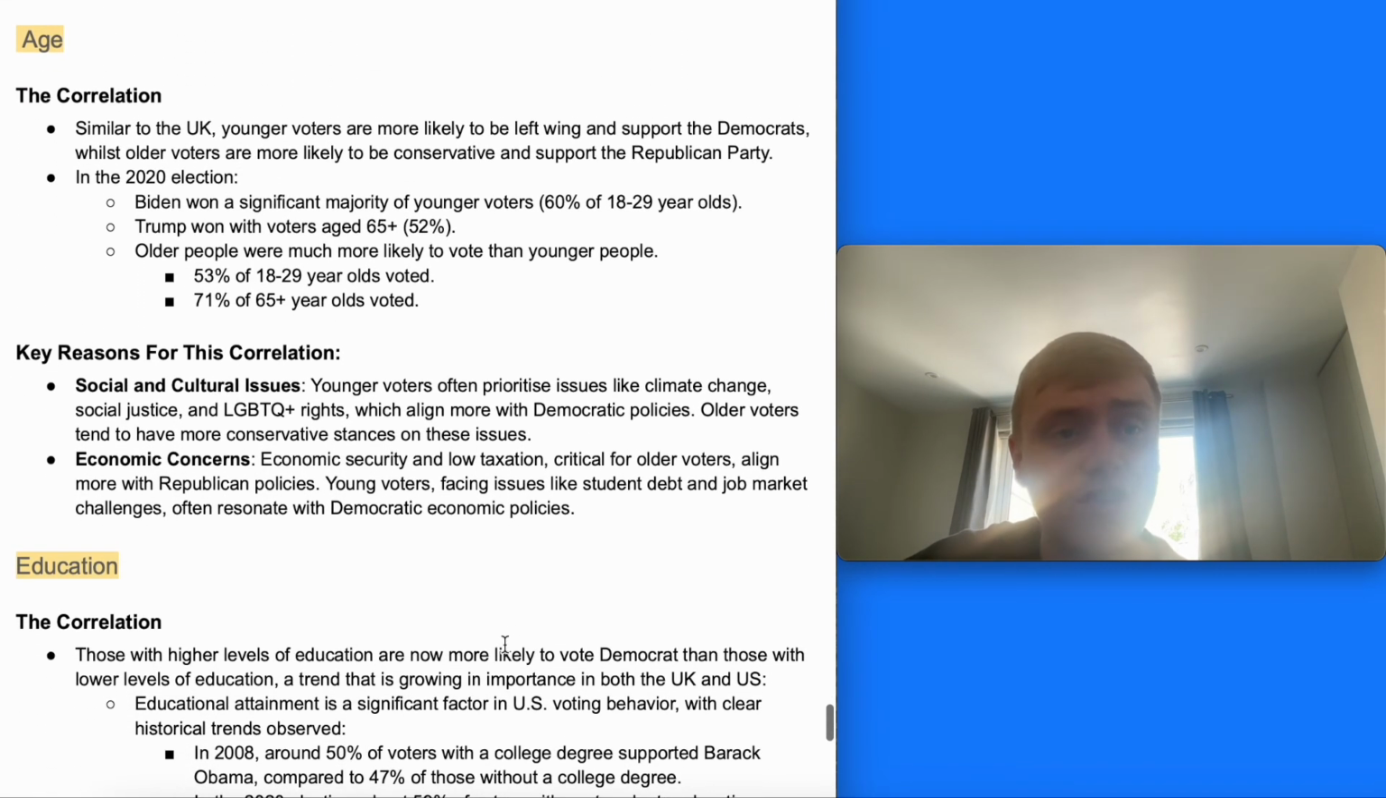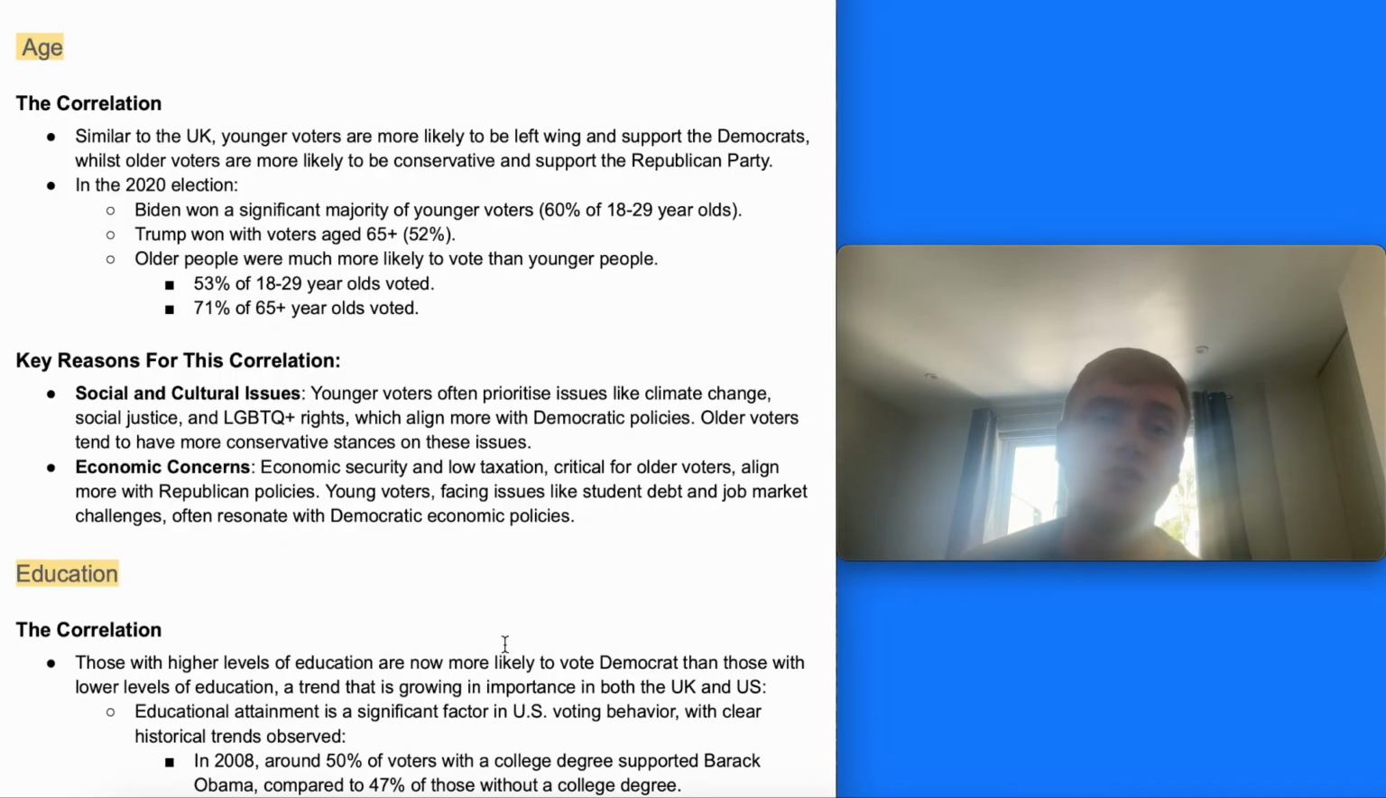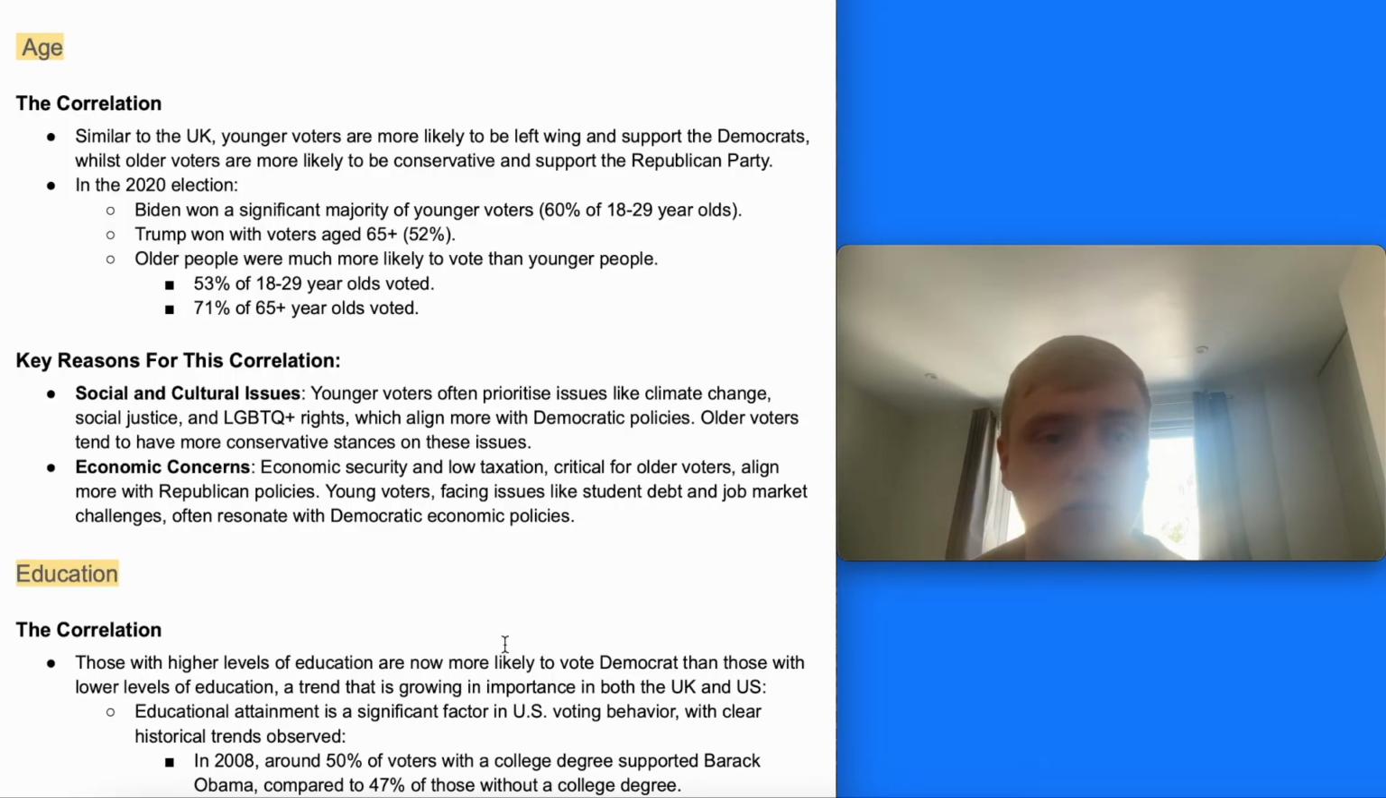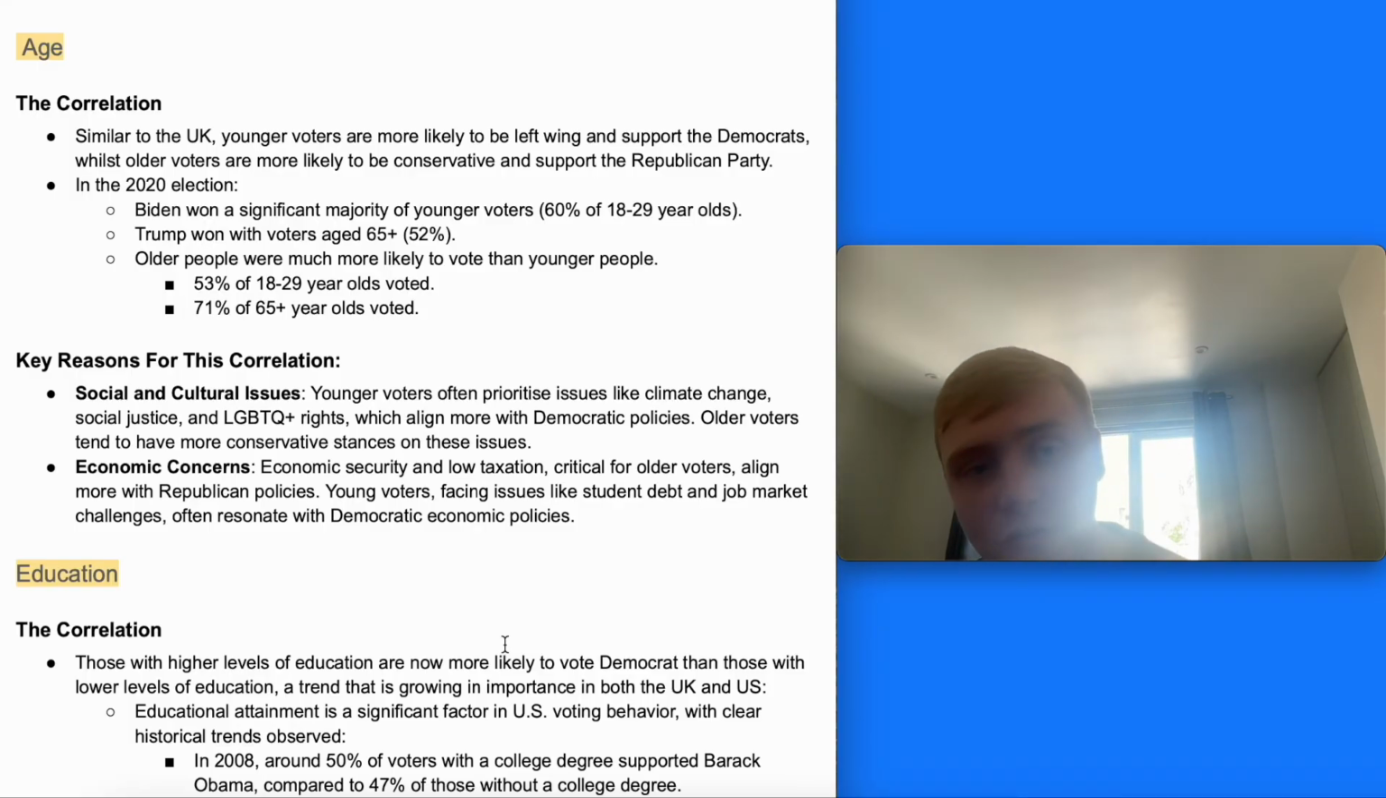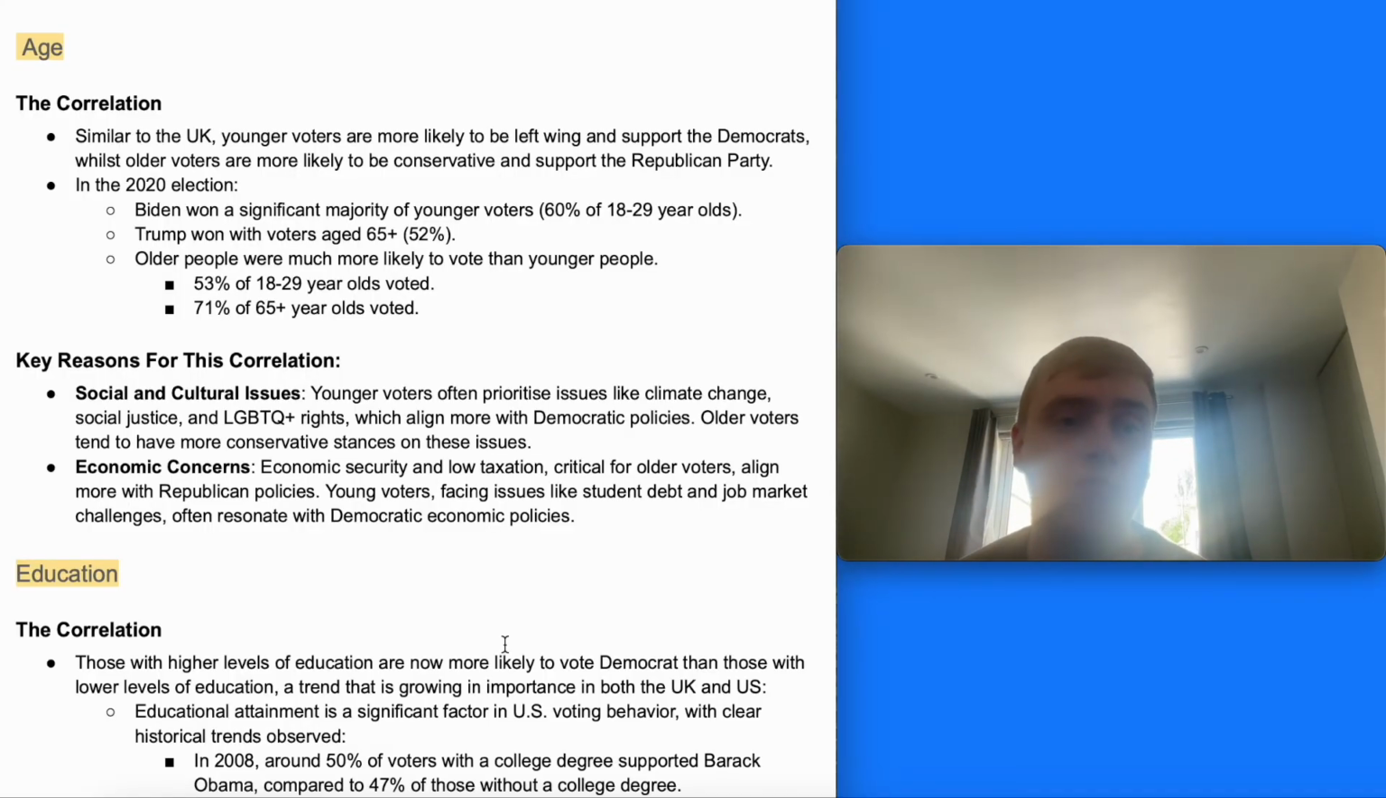In terms of age, similar to the UK, younger voters are more likely to be left-wing and support the Democrats, whilst older voters are much more likely to be conservative and support the Republican Party. So in 2020, Biden won a significant majority among young voters, so 60% of 18 to 29 results, and Trump won with voters aged 65 plus at 52%.